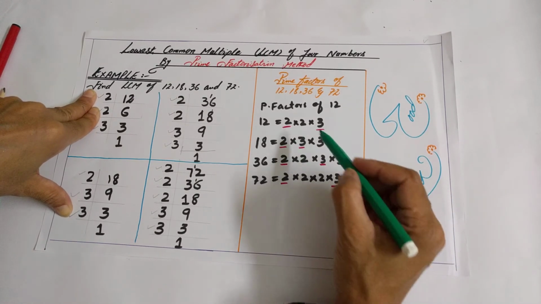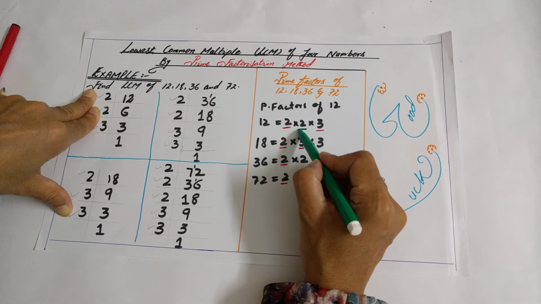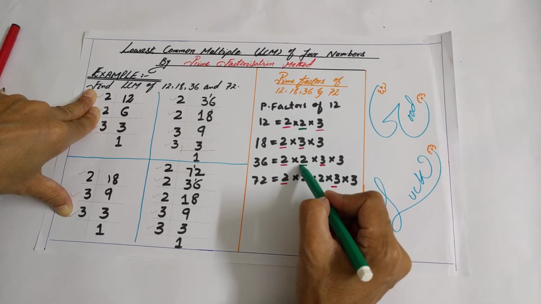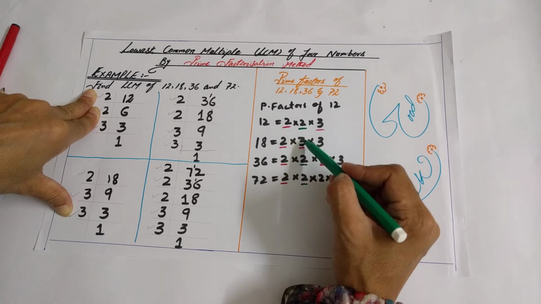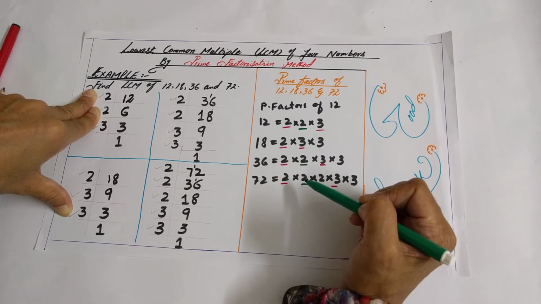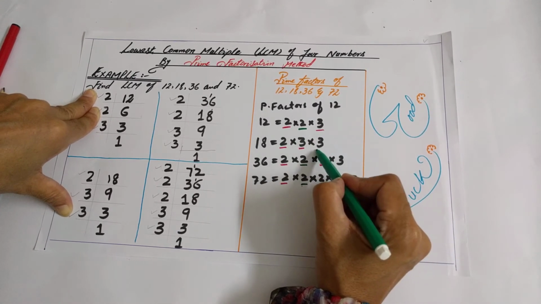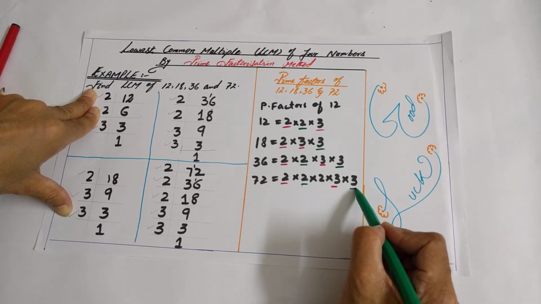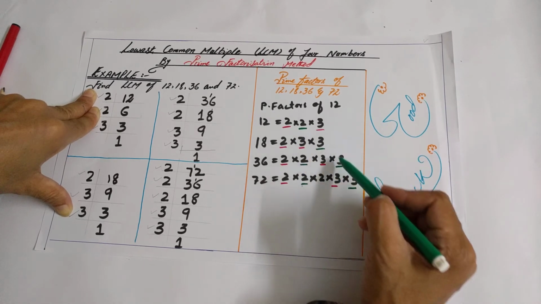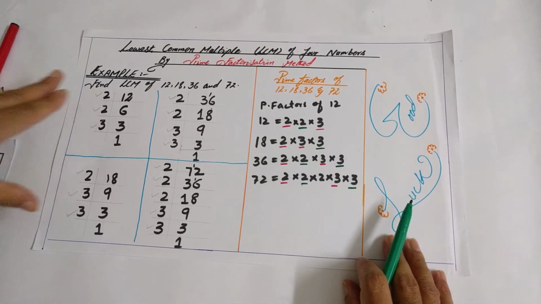Now let's check. 2 is over here. 2 is over here. 2 is over here. Now this 2 is common in all 3 numbers. Let's check 3. 3 is common in 18, 36 and 72. It means 3 is common in all these 3 numbers.